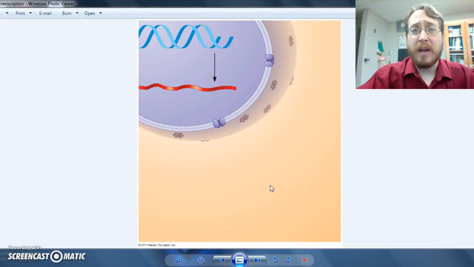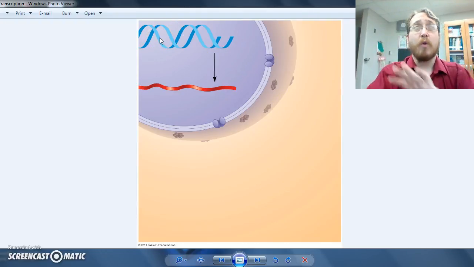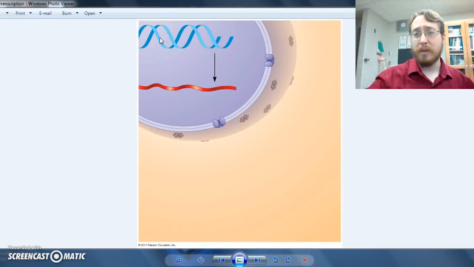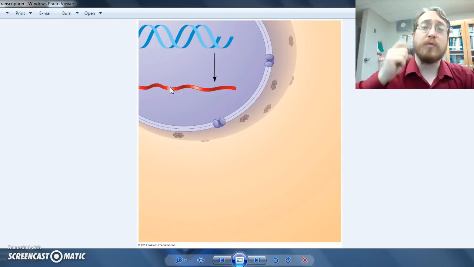The polymers for nucleic acids are DNA and RNA. DNA is kept in the nucleus, and it is the instructions for all of the proteins that could possibly be built in an organism's body. RNA is a copy of the instructions for one protein that could be built in the organism's body.